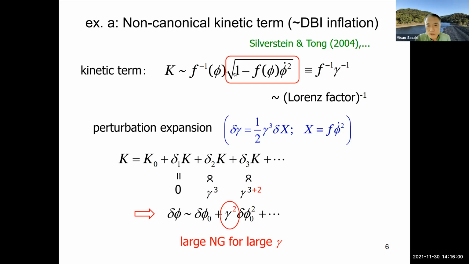Then if you have this kind of term, and if you make a perturbation expansion, you immediately see that a non-trivial Lagrangian appears from the second order term, which will be proportional to gamma cubed, and then higher order will be gamma to the fifth, and so on and so forth. So it means that it will produce large contributions to the fluctuations. And in fact, if you consider some fluctuation in the scalar field, then depending on how small this square root is, the fluctuation will be enhanced by the factor of gamma squared. So this can lead to a very, very large enhancement.